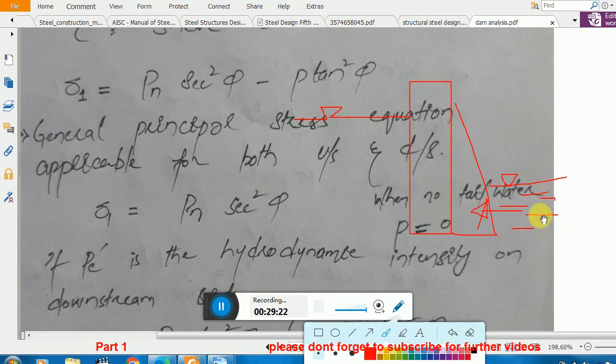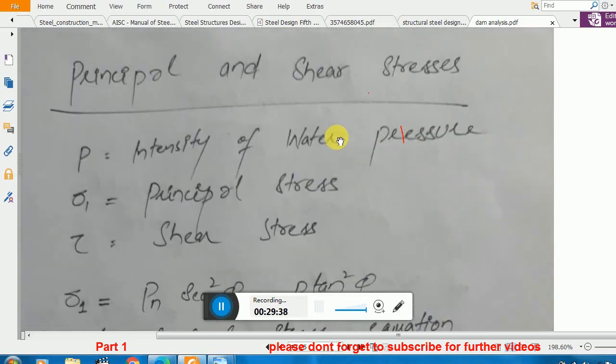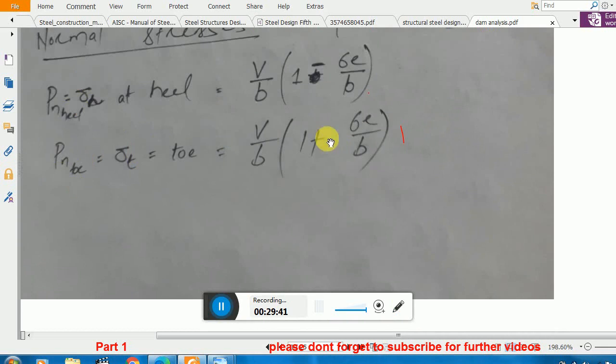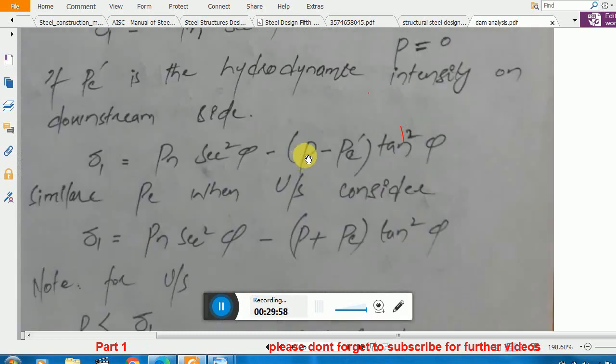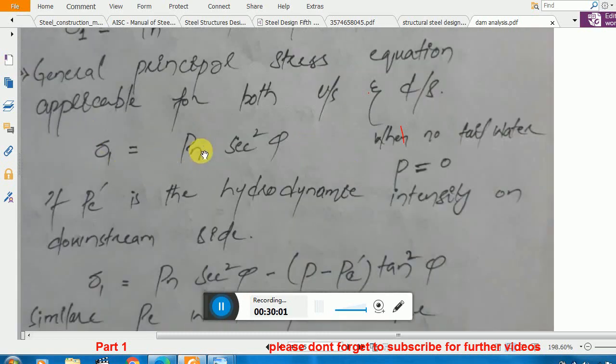So if tailwater is not present, in that case we have to use this equation for principal stresses. P in is the normal stress, as we calculated here. If you are calculating principal stresses at the heel, you have to use P in at the heel, and if you are calculating principal stresses at the toe, you have to use P in at the toe. That is the normal stress at the toe. So this is the principal stress at the toe, when we have no tailwater.